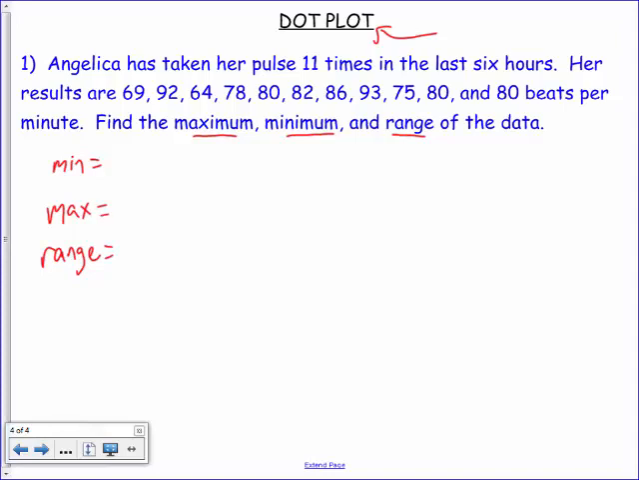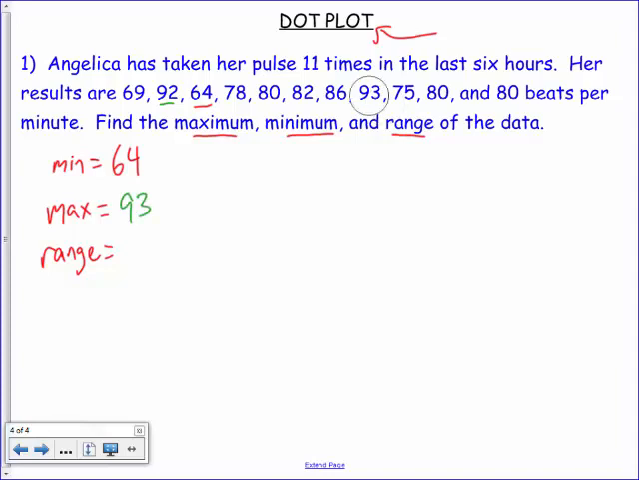So what is the minimum? Well, let's look through it. 69 is pretty low. Nope, 64 is even lower. Anything smaller than 64? Nope, there we go. So the minimum is 64 beats per minute. Maximum would be, let's see, I got a 92. I'm looking left to right. Oh, 93 is bigger, so 93.